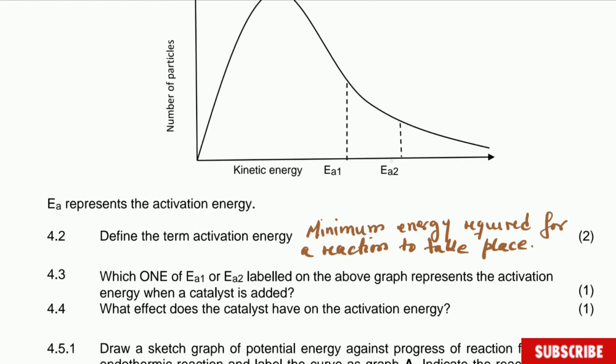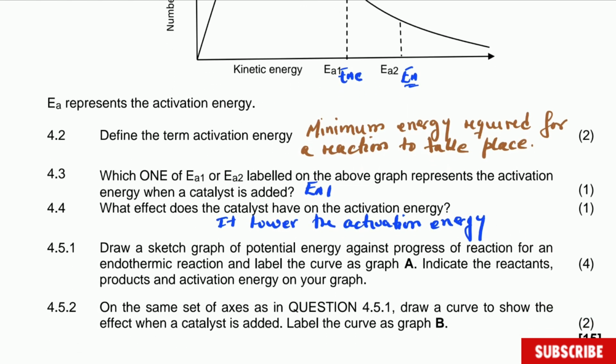Which one of EA1 or EA2 labeled in the above graph represents the activation energy when a catalyst is added? Okay guys, this one is here. The activation energy is this one. This one here will represent the activation energy, and this one will represent the activation energy with a catalyst. I'm going to write a C here for catalyst. Okay, that one is the one. EA1 represents the one with catalyst. That is the one with a catalyst because the activation energy became less. What effect does the catalyst have on the activation energy? It does lower the activation energy.